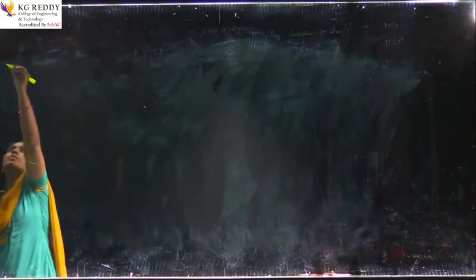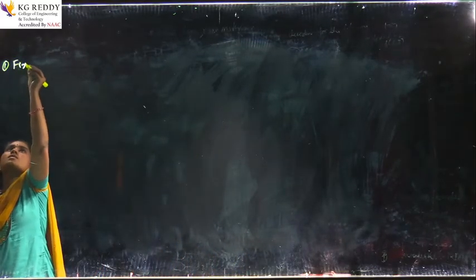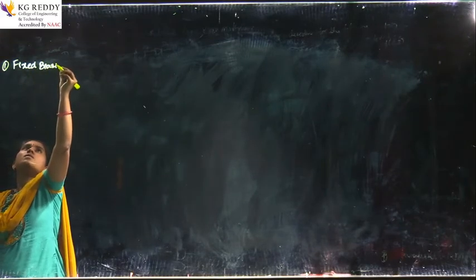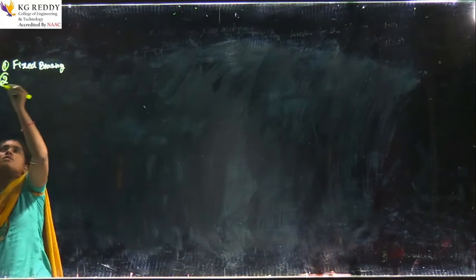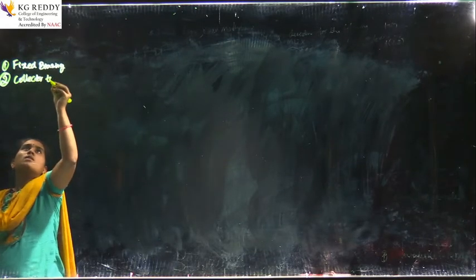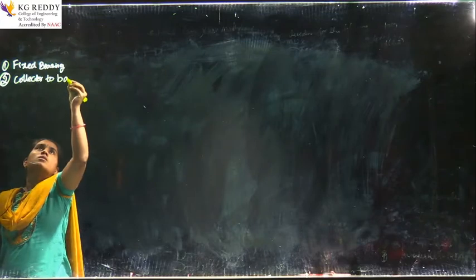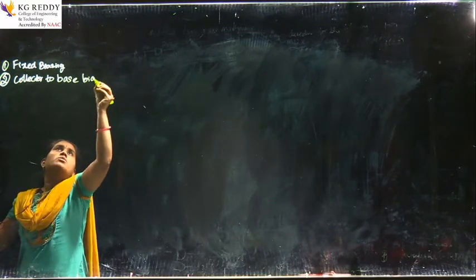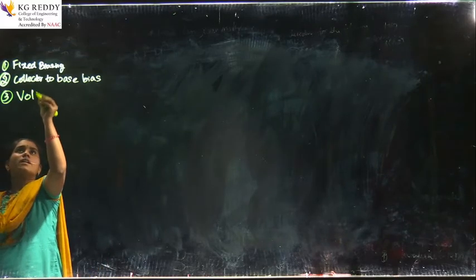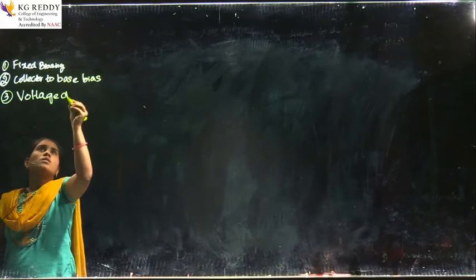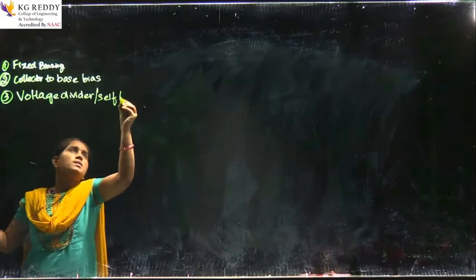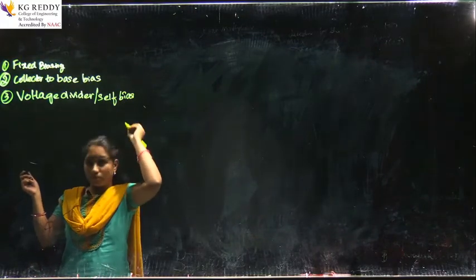So let me write. First one is fixed biasing method, and the second one collector to base biasing method, and the third one is about the voltage divider bias or self bias. Now let us discuss in clear detail about these three biasing methods.